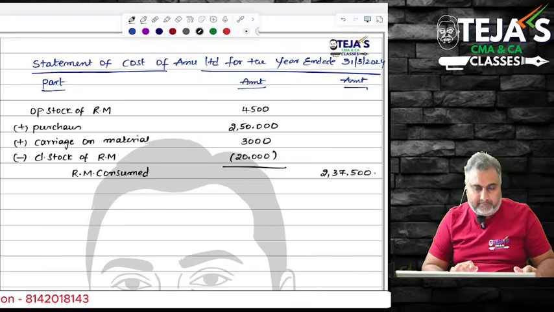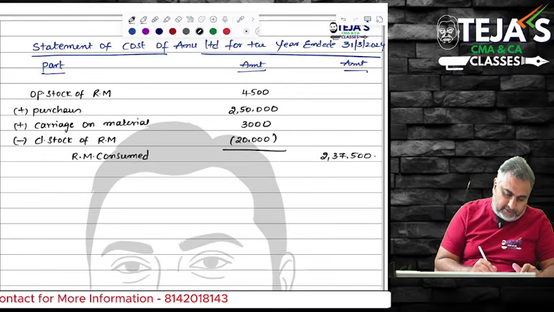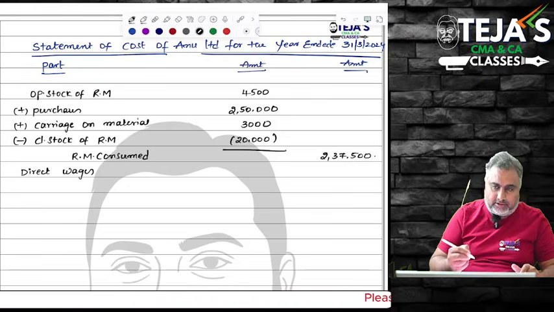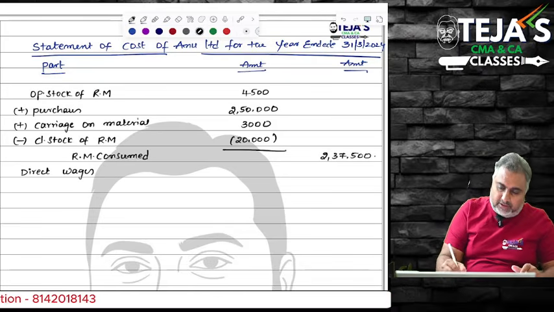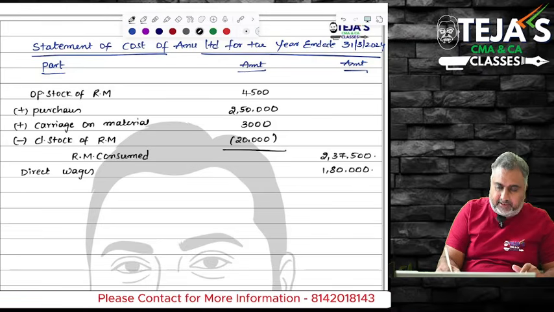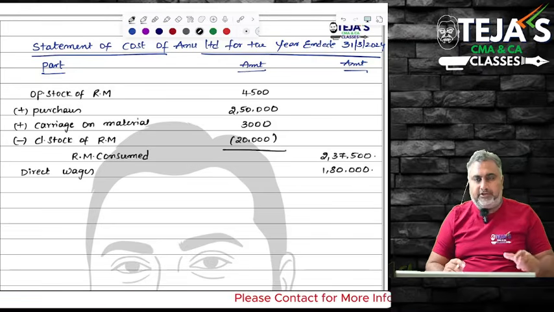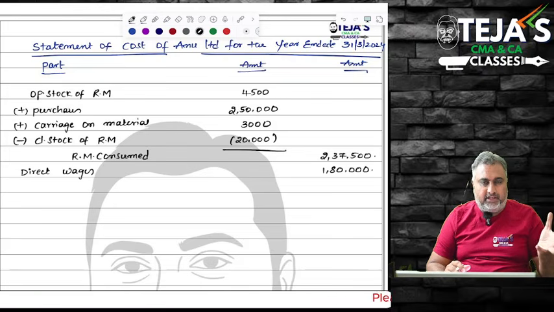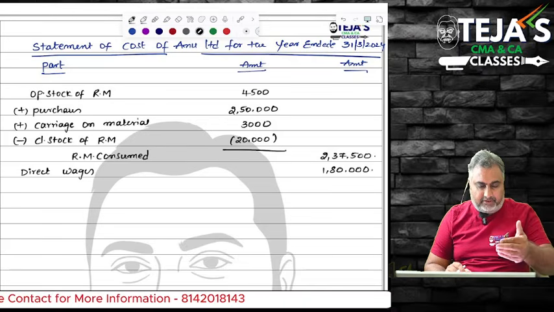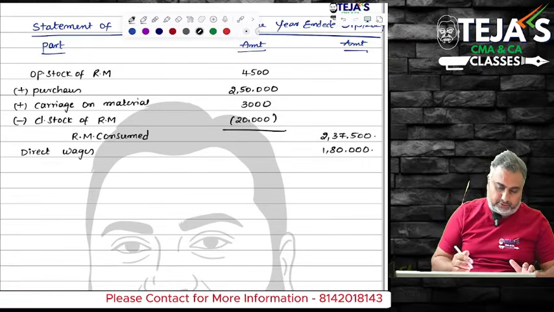2,37,500, I think. In the given question, they provided direct wages, so prime cost, direct wages also form part. How much amount can we directly write in the outer column? 1,80,000. Because you don't have any accrued wages or outstanding wages, that's the reason we are directly adding it with raw material consumed.